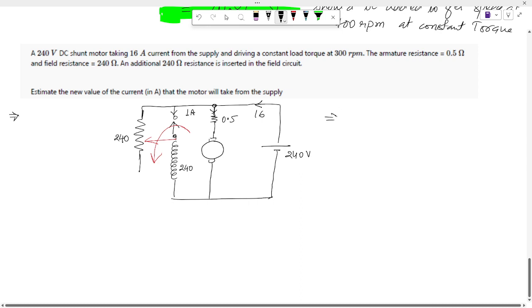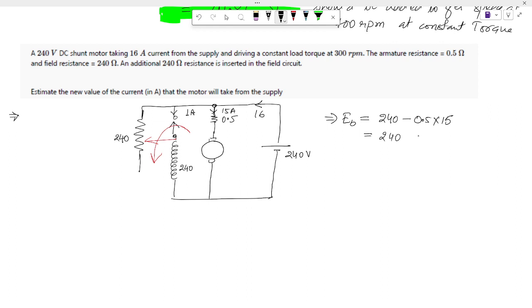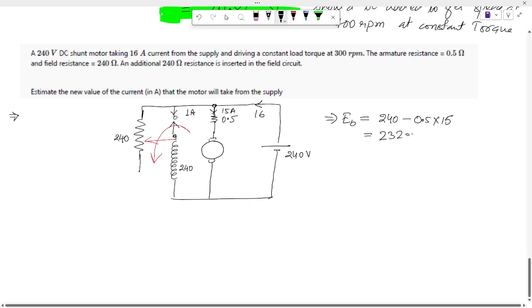What is the value of back EMF? 240 minus 0.5 into 15 ampere. Yes or no? Please respond so that I may get to know that you are following. What is the value of back EMF? That will be 232.5.